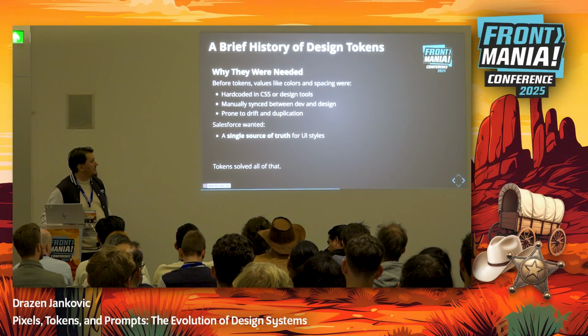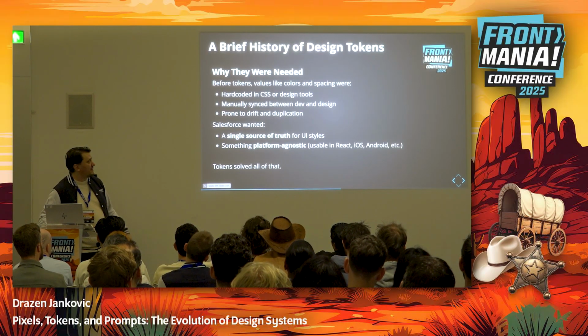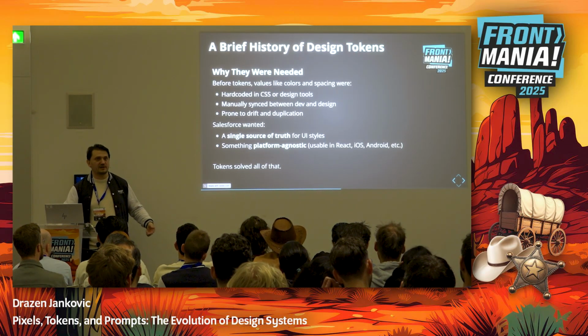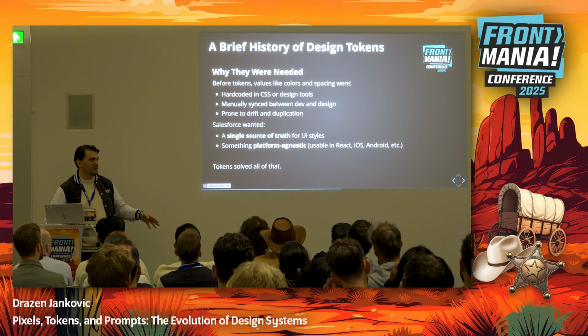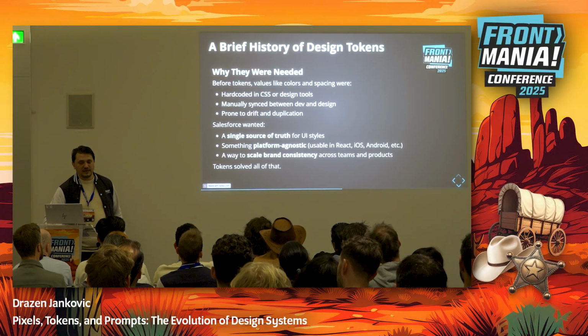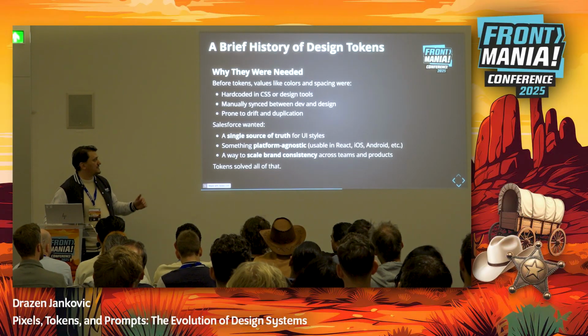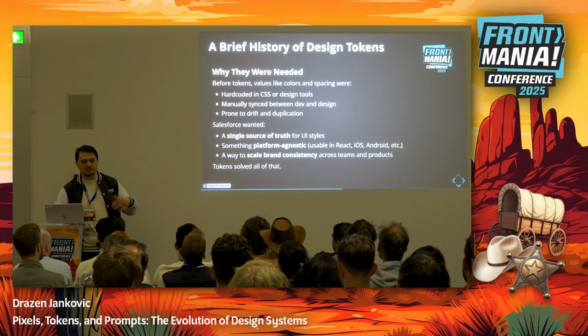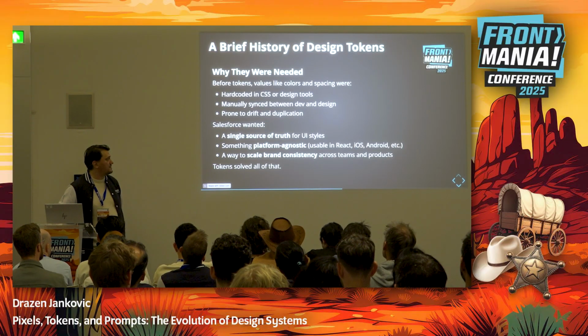What Salesforce did want was a single source of truth for UI styles. They wanted platform agnostic. It didn't matter whether you were using React, iOS, or Android. Color should be color, text should be text, and so on. And they wanted to be able to scale brand consistency. It doesn't matter whether you're working in a small team or a big team, you should be able to do it. And that's what tokens solve for them.